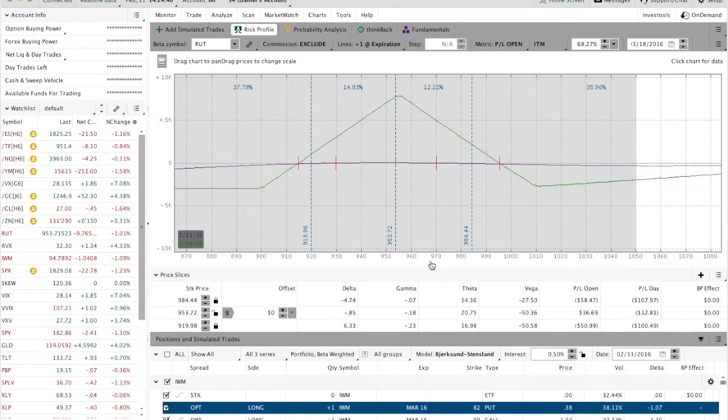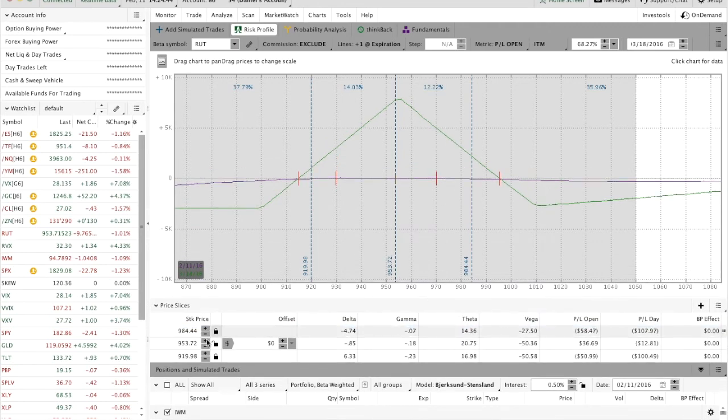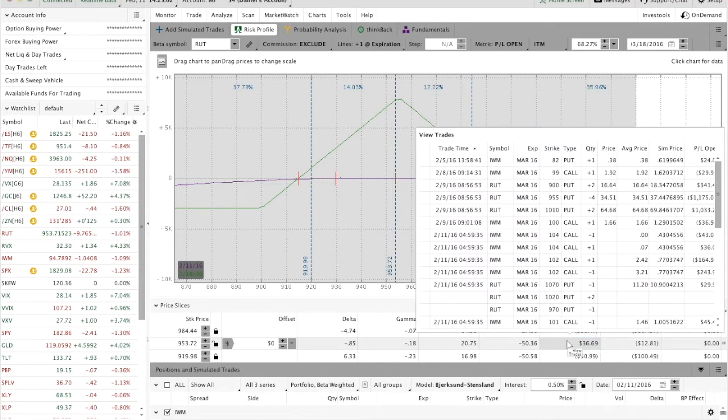So as of the close today, the position is looking pretty good. You can see the market closed here at 953. The delta is negative 0.85. The gamma is negative 0.18. And this is starting to get higher, and it's going to continue to get a little higher, I think, as we get closer to expiration. The theta is 2075, Vega's negative 50, and we're showing an open profit again of about $36 and change.